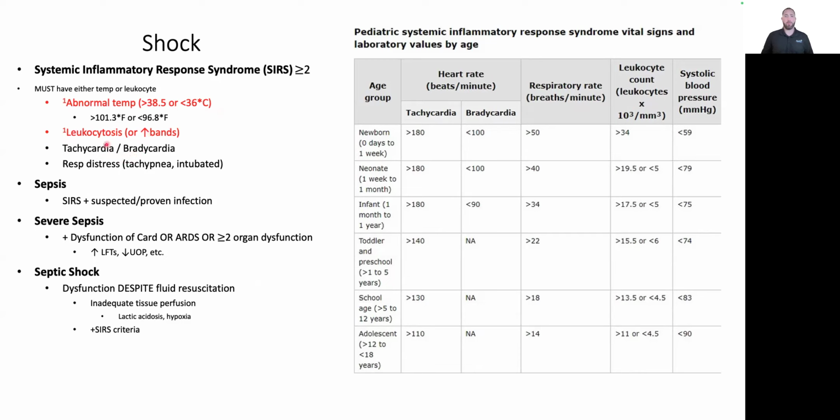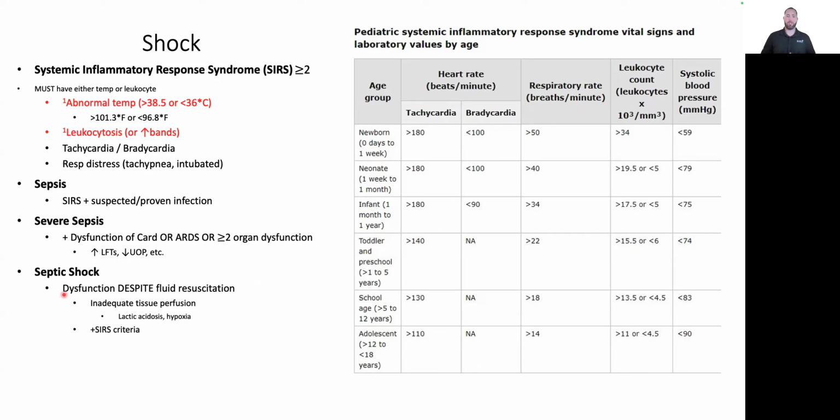You'll also have some other things. They could be either tachycardic or bradycardic, and have some respiratory distress like tachypnea, or if they're intubated. Now, sepsis is a patient with suspected or proven infection. Severe sepsis is whenever we have dysfunction of our organ systems, like cardiac or acute respiratory distress syndrome, or two or more organ dysfunctions, like your liver, where you see an increase of LFTs, or your kidney function, with decreased urine output, etc. And septic shock is whenever they have dysfunction despite fluid resuscitation.